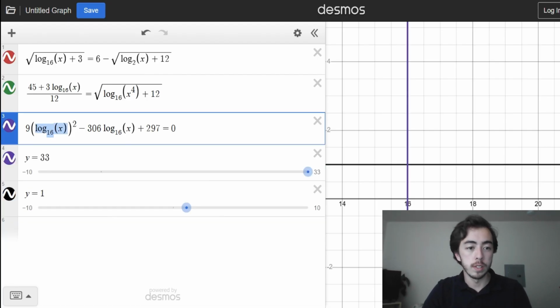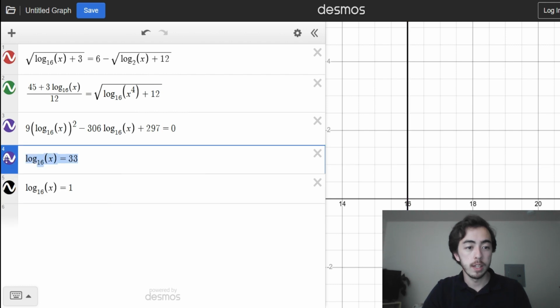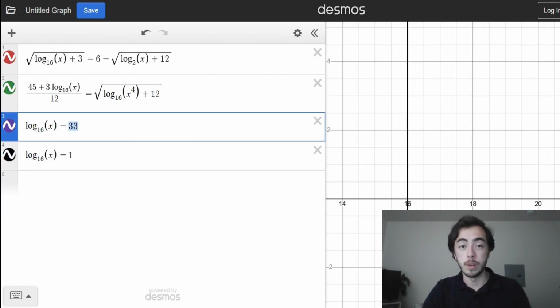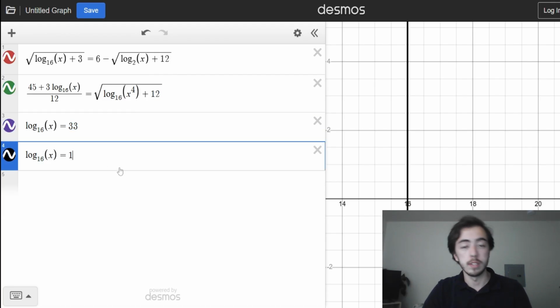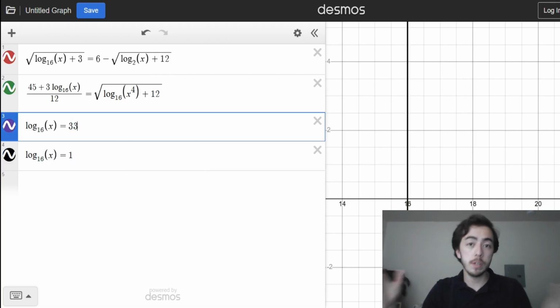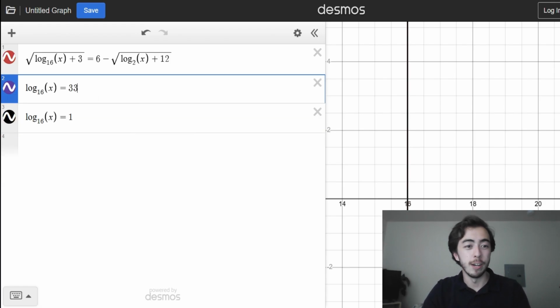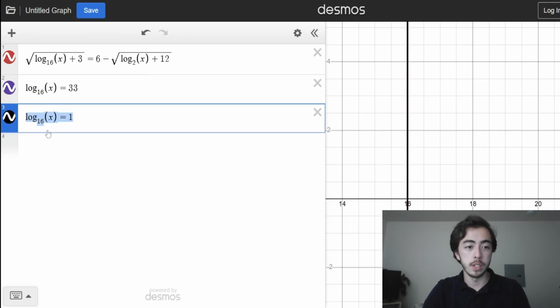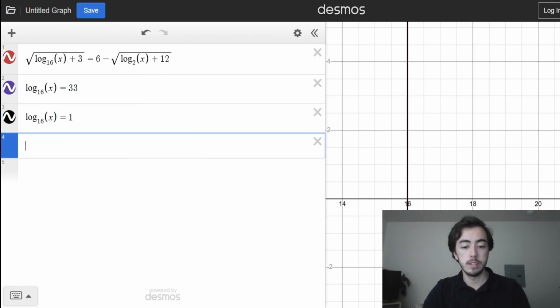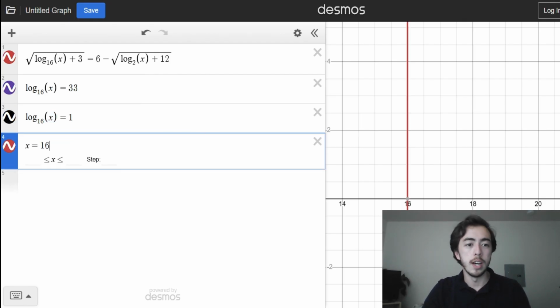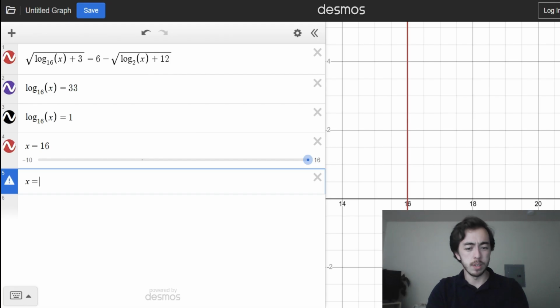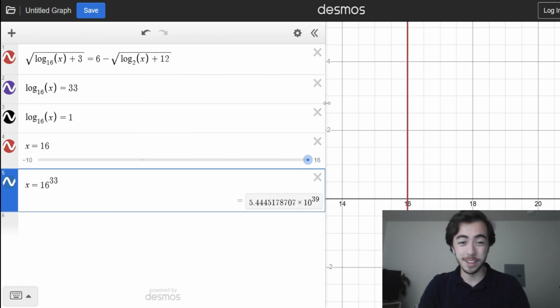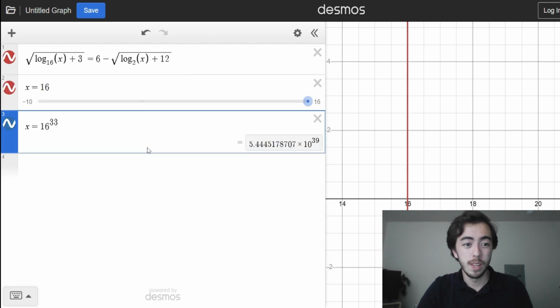And substituting this expression back in, we either get log base 16 of x is equal to 33, or log base 16 of x is equal to 1. So here's actually what I was kind of talking about. We're getting an extraneous solution, I think. If we unravel our logarithmic equation here, we're getting 16 to the power of 1 is x. So x could be 16. But then this one is saying that x could possibly be 16 to the power of 33, which is an obnoxiously big number.